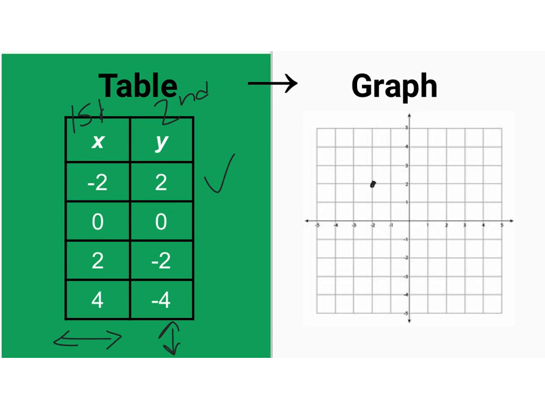My next ordered pair is 0, 0, guys. That's super easy. That's our origin right in the middle. And then our next ordered pair is +2, -2. So I'm gonna go right 2 and then down 2. And there's our third ordered pair. And then our final ordered pair is 4, -4. So I'm gonna go right 4 and down 4. And that's how you go from a table to a graph.